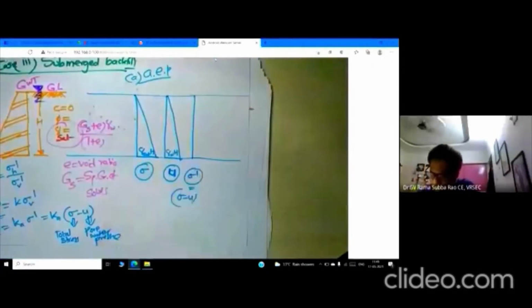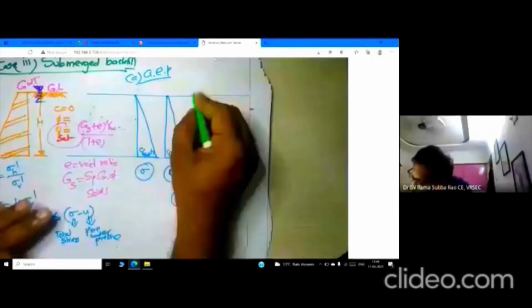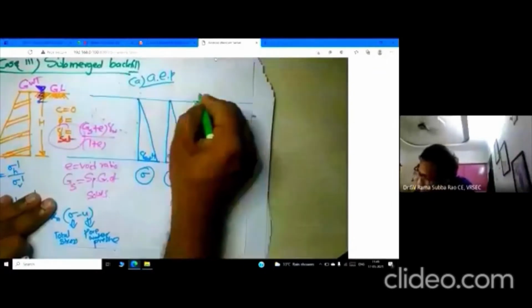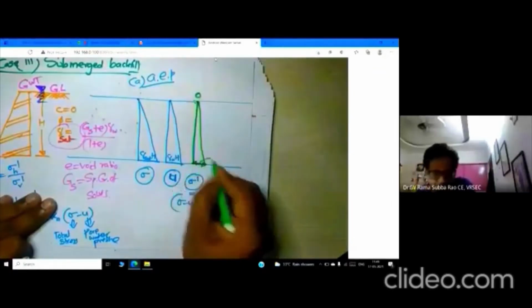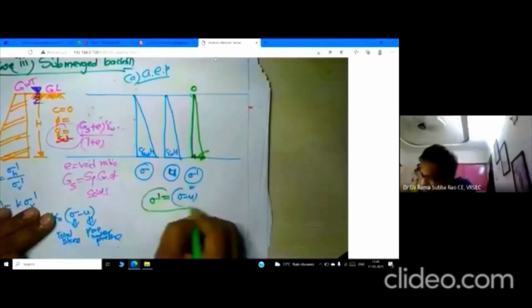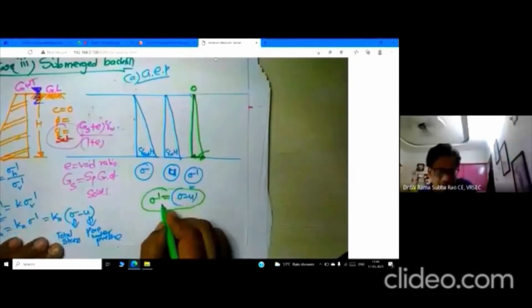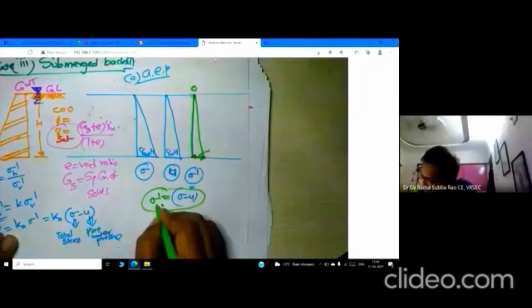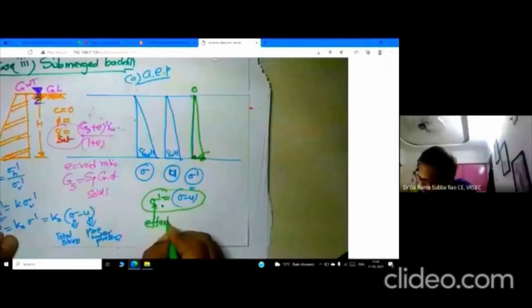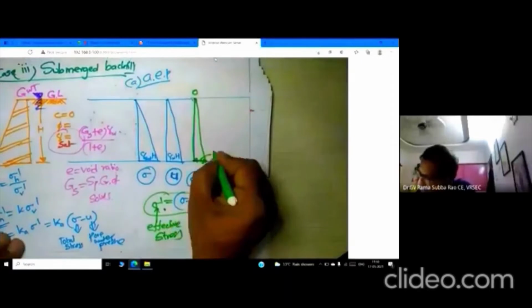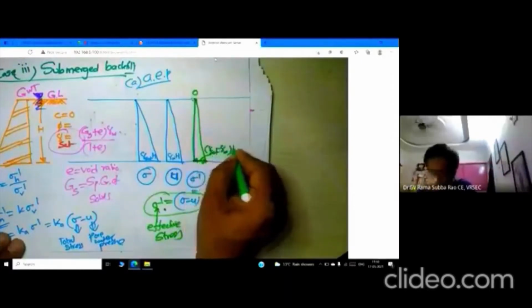I will choose another color. Give me 1 second. What is the diagram? It is 0 here. Right from fundamentals, I am telling what is sigma dash. Sigma dash is equal to sigma minus U. This is effective stress. Sigma dash means effective stress. You might have studied this in geotechnical engineering. So now this will be gamma sat minus gamma w into H.